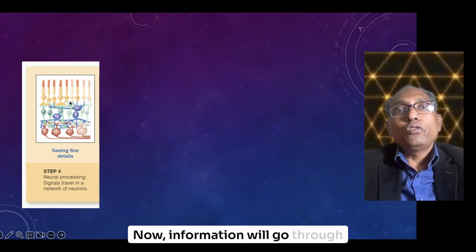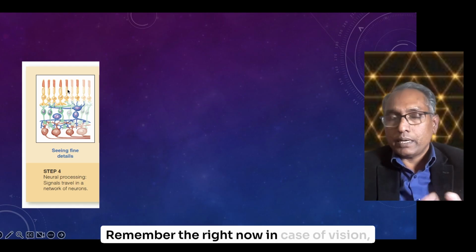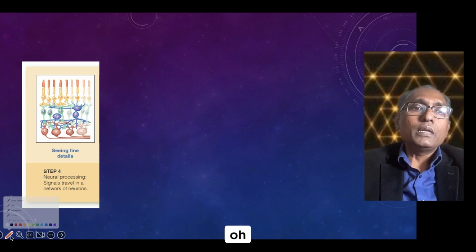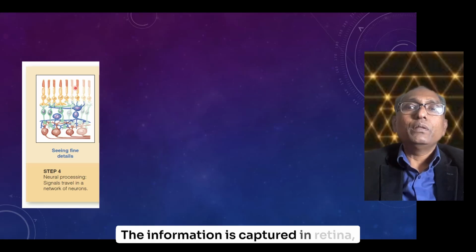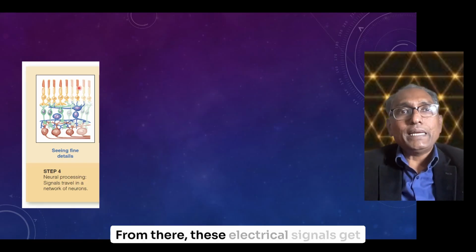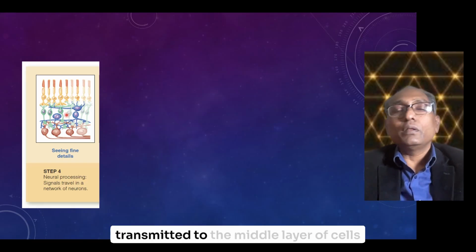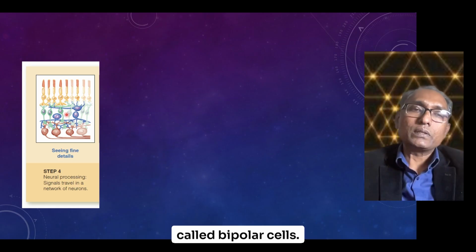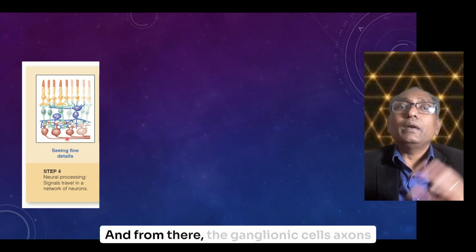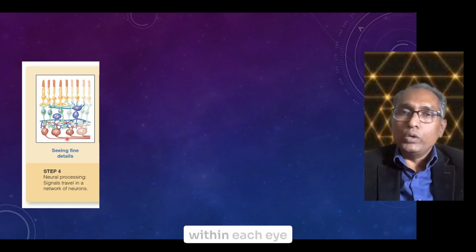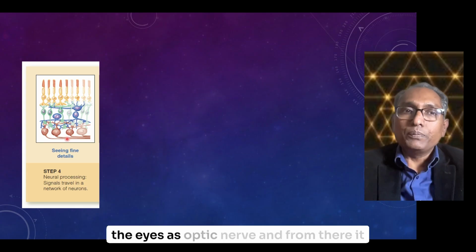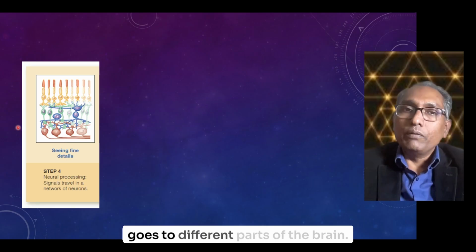Now, information will go through, remember, the retina in case of vision, because that's what we'll focus on in this class. The information is captured in the retina, specifically in this innermost layer called the photoreceptor layer. From there, these electrical signals get transmitted to the middle layer of cells called bipolar cells, then to the last layer of cells called ganglion cells. And from there, the ganglion cells' axons within each eye form a bundle and come out from the back of the eye as the optic nerve, and from there it goes to different parts of the brain.